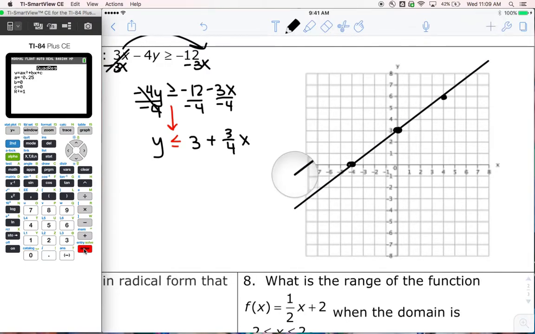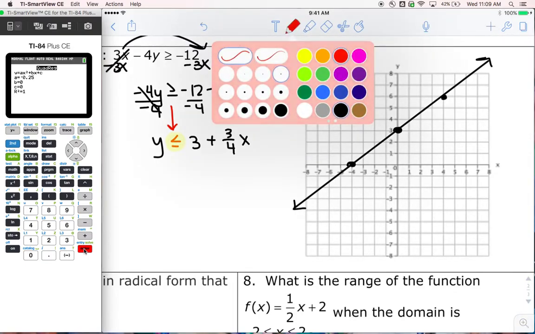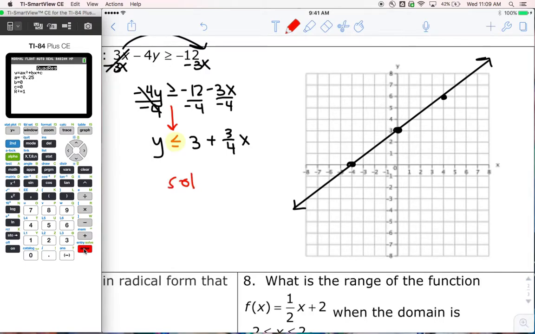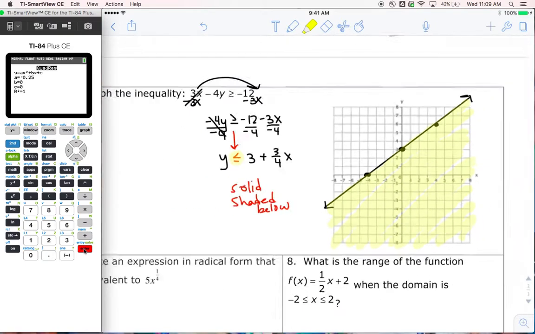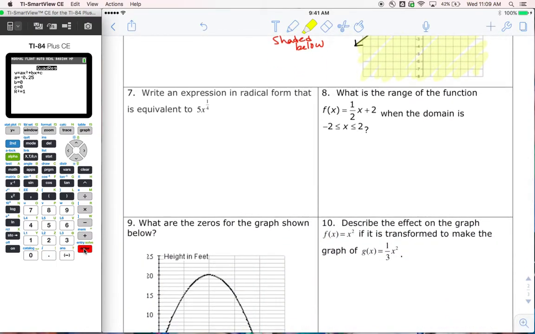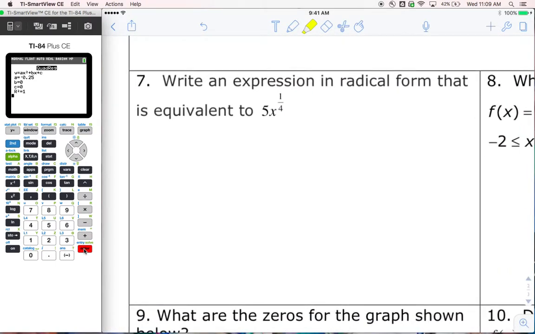Now, I made mine a solid line. The reason it's solid, right, we look at the inequality. This is going to have a solid line because it has the or equal to symbol. And it's going to be shaded below because that's a less than sign. So it's going to be a solid line that we shade below. And that's my graph. All right, write an expression in radical form that is equivalent to 5x to the 1/4.